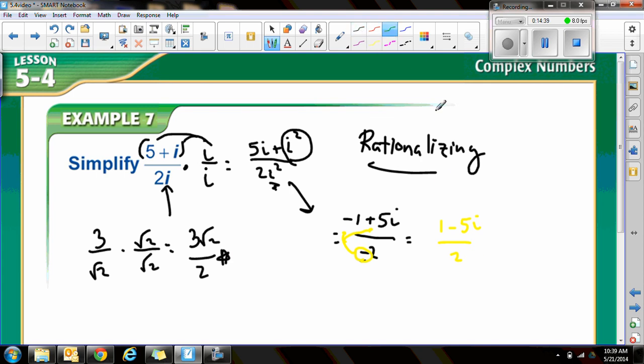One last thing that we do here with complex numbers, we usually don't leave them as fractions because we want to see this as two parts. We want to see it as a real part and as an imaginary part. So if we split this one up, we'll have 1 over 2 minus 5 over 2i. And what that allows me to do is it allows me to see my real part, and it allows me to see my imaginary part.